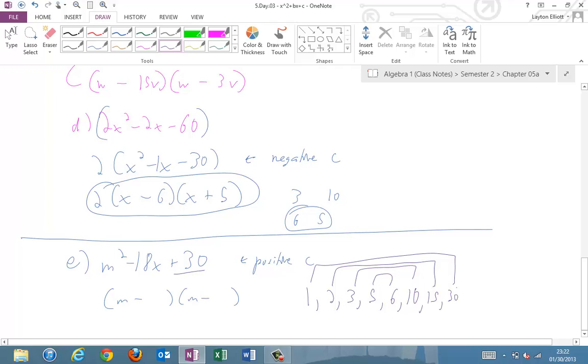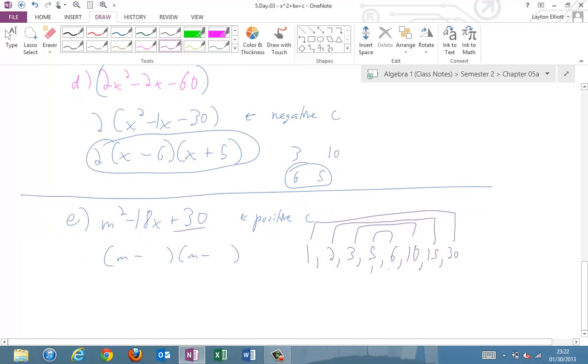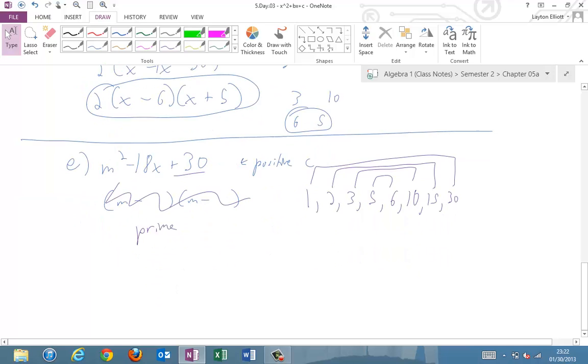Do any of those multiply to get to 30, but add to get to 18? 6 plus 5 is 11, 3 plus 10 is 13, 2 plus 15 is so close, but it's 17. And no, we don't. So what we have to do is cancel this out here and just say, nope, that is prime. That doesn't work.